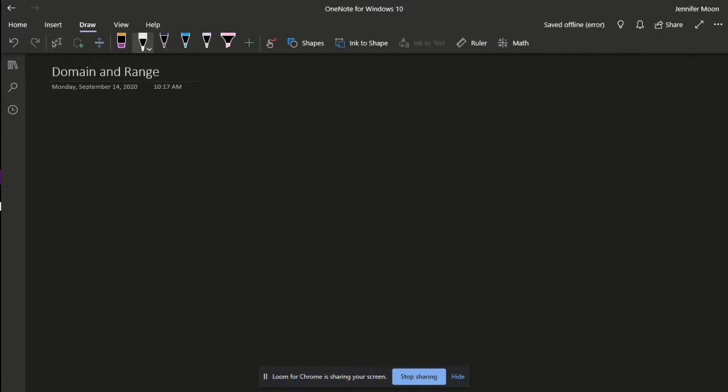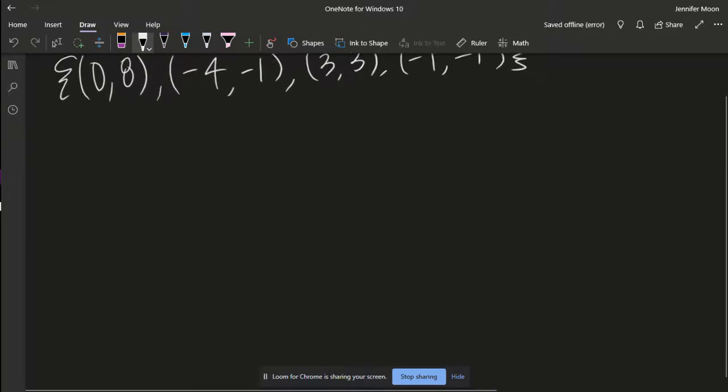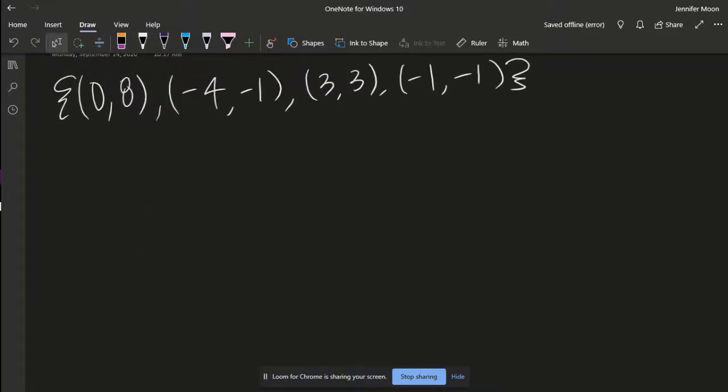for this example, say what we have. You'll have braces, and then our relation is going to be a set of points. So we have (0, 8), (-4, -1), (3, 3). I don't know why that pops up. And (-1, -1). And then close with your brace. So here is my relation, and it's going to ask me, does the given relation represent a function? And it wants to know what the domain is and what the range is.